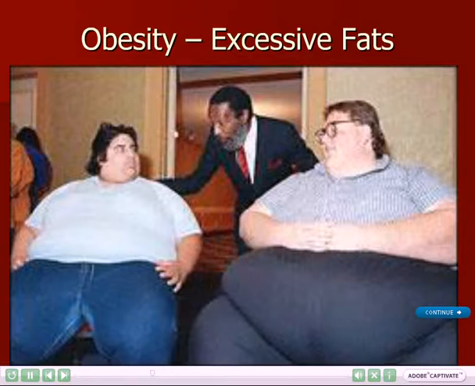A body mass index over 35 means a person is morbidly obese. This means their weight could be a major cause of their death. Obesity is caused by an excess of lipids in the body.